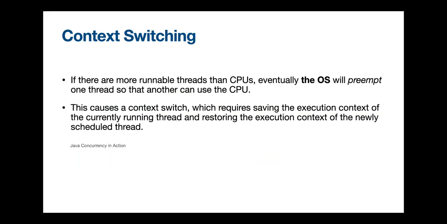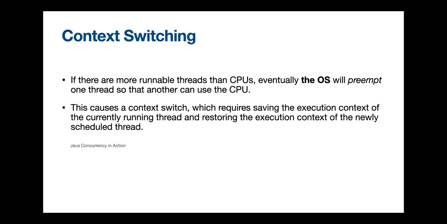Some other glossary terms that we have. On the kernel or the operating system, if there are more runnable threads than CPUs, eventually the OS will preempt. If you've never seen that term before when it comes to multi-core processors and concurrency, that means that the OS thread would say, stop what you're doing.